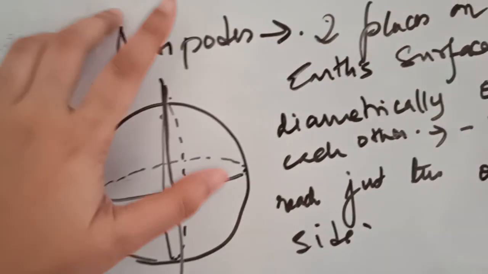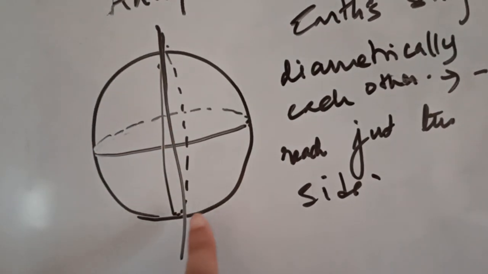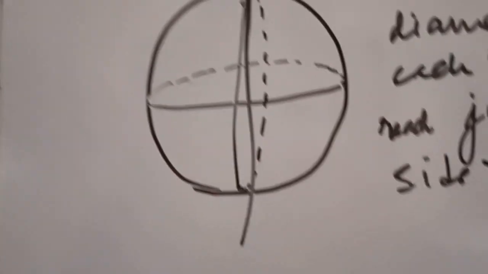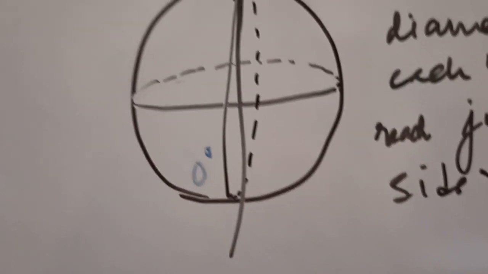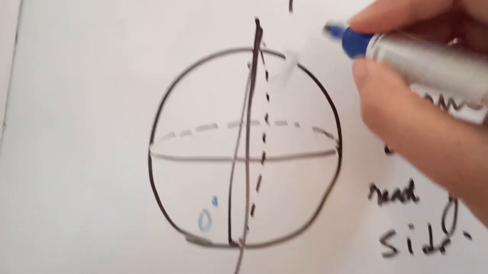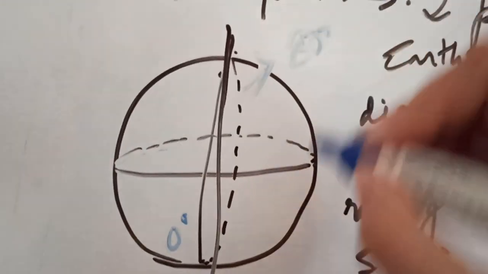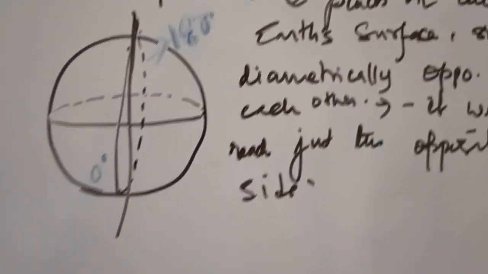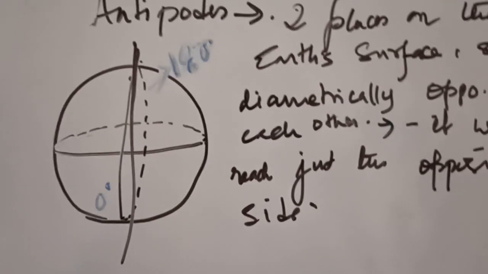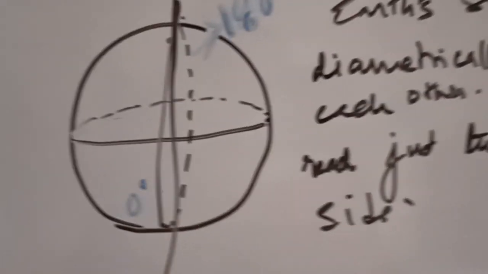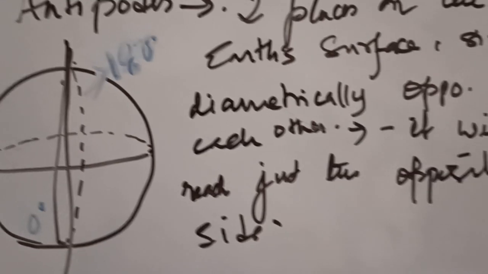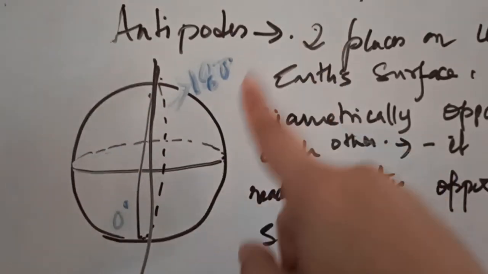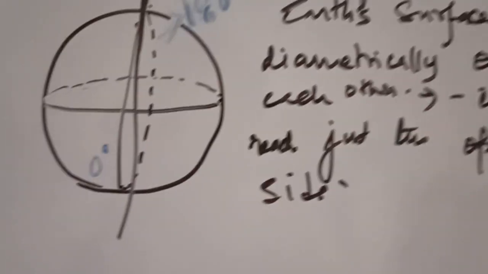For example, this line is actually representing the 0 degree longitude, and this dotted line is representing the 180-degree longitude. So this 180-degree longitude is lying just in the opposite direction, diametrically opposite to this 0 degree longitude. So we can say that 180 degree is the antipode of the 0 degree.